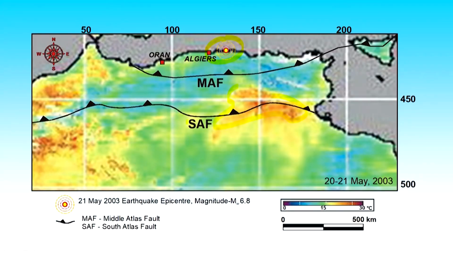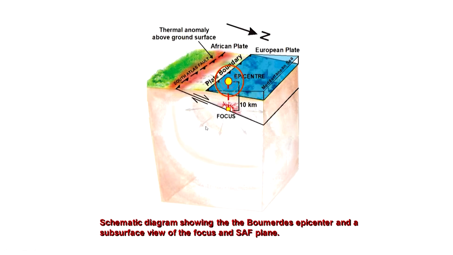So, in this case, in the Bormades earthquake of Algeria, the South Atlas fault, which is marked here as SAF, was responsible, and this can be explained here: the epicenter is just a vertical projection of the focus on the surface. So, this epicenter is here, whereas the anomaly was seen all along this South Atlas fault. Sometimes you may get an offset of a few kilometers or even tens of kilometers, because it is not always necessary that where the epicenter is, you will get the anomaly.